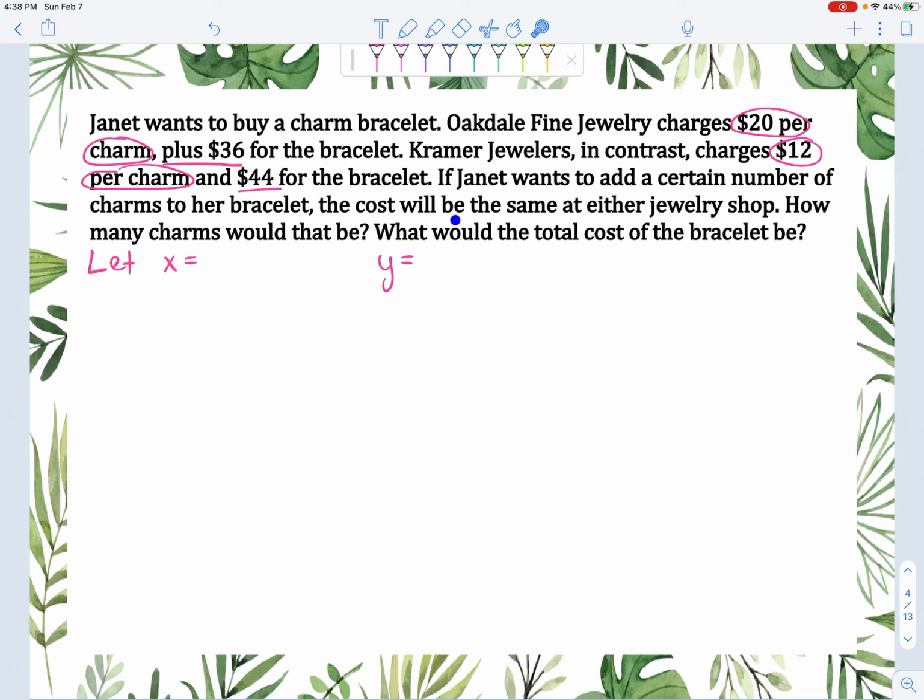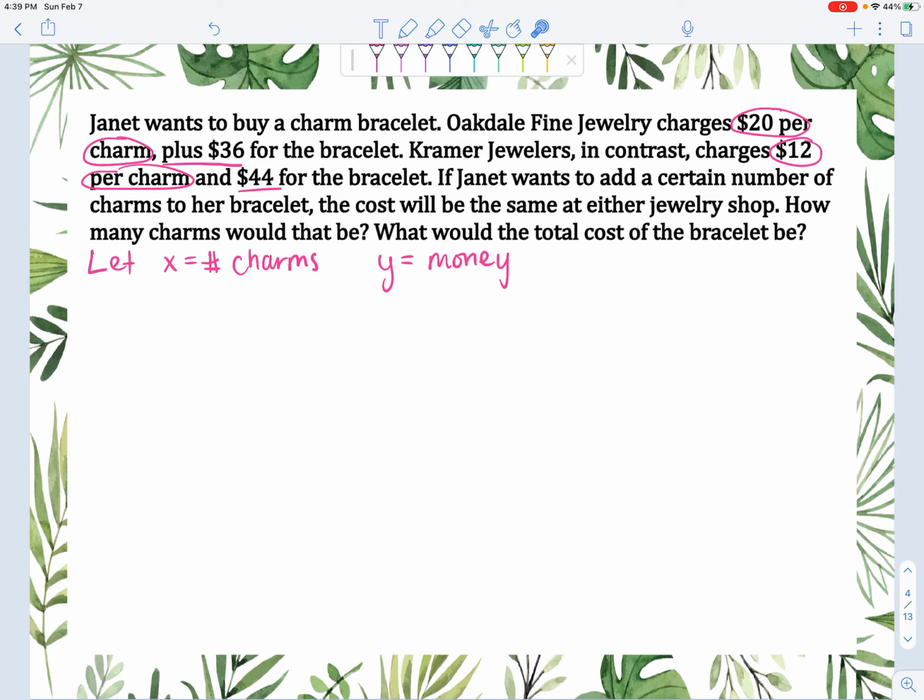Well, the price that Janet is going to pay is going to depend on how many charms she gets. So that means the number of charms is independent, and then the money is dependent. The amount of money depends on the number of charms. Typically, when you're looking at a word problem and one of your variables is money, that's typically your y variable, okay? And if you're looking at a word problem and you have time as one of the variables, we don't here, but in the last one we did.